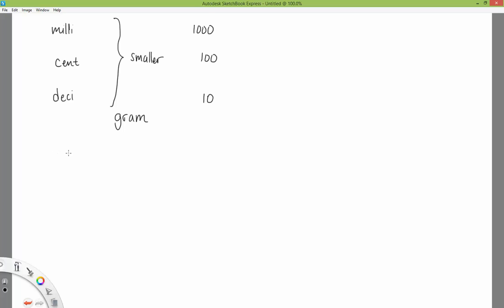And then you have prefixes for larger: deca, hecta, and kilo. These are all larger, and they are larger by a factor of 10, 100, and 1,000. So these prefixes you must learn. You must learn and memorize.